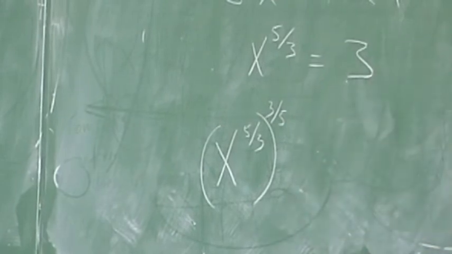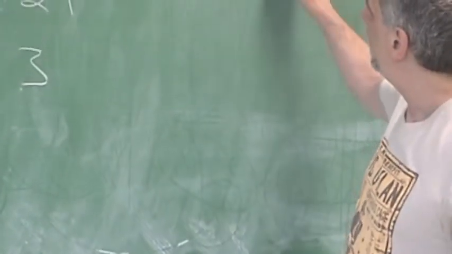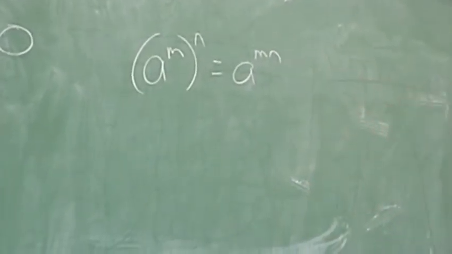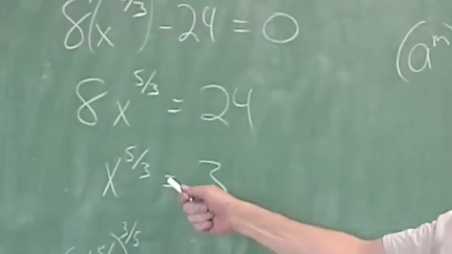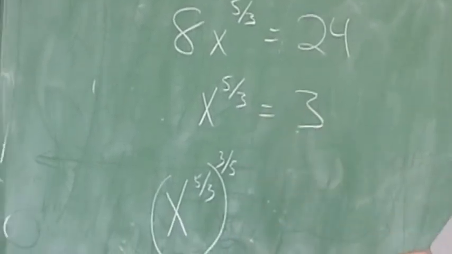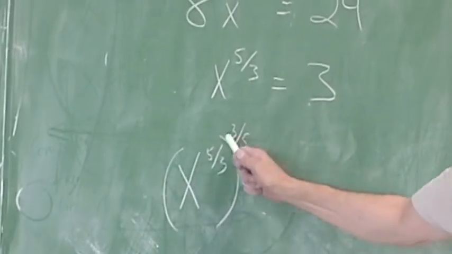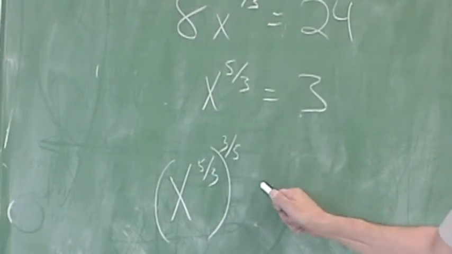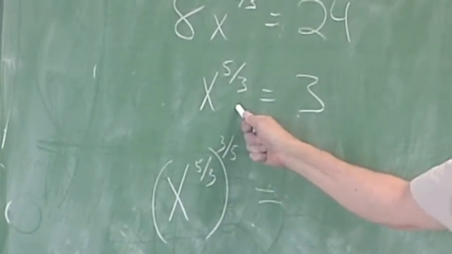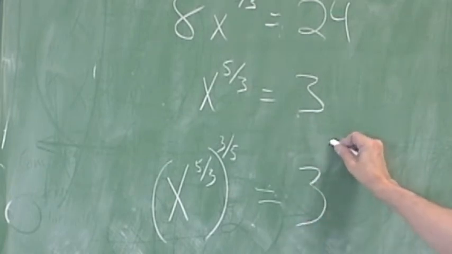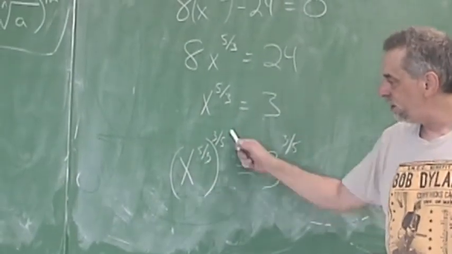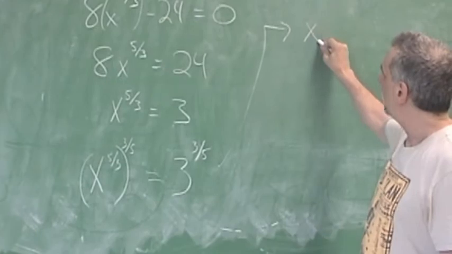Because remember, this rule says when we raise something with an exponent to a second exponent, we multiply those exponents together. So we got to say, what do we multiply 5/3 by to get x to the first? Well, just the reciprocal. We multiply 5/3 times 3/5, and I'm going to get x to the first. Well, whatever I do to one side, I have to do to the other side, right? So this also has to be raised to the 3/5. All right, so now this just becomes x to the first, which is what we're looking for.